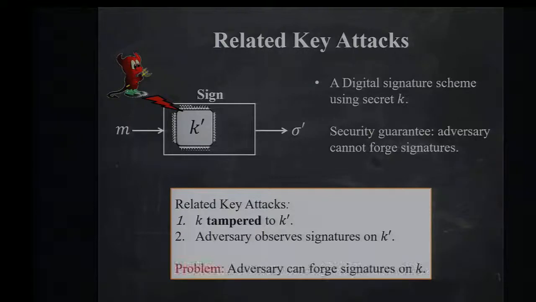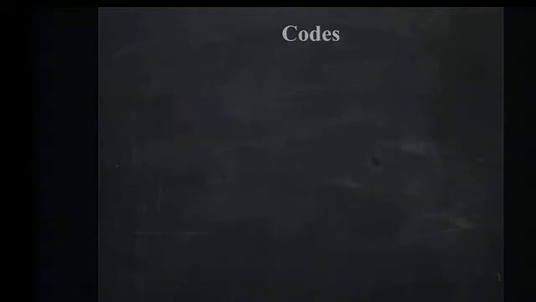And in such a case, you could come up with concocted schemes where it would be possible to forge signatures on the underlying secret key K. And this is something that you want to prevent. So this is a use case that we want to take care of. And for this, we'll use something called non-malleable codes.